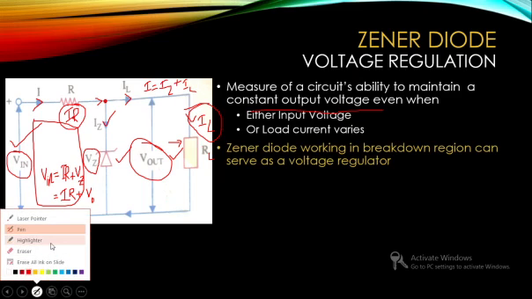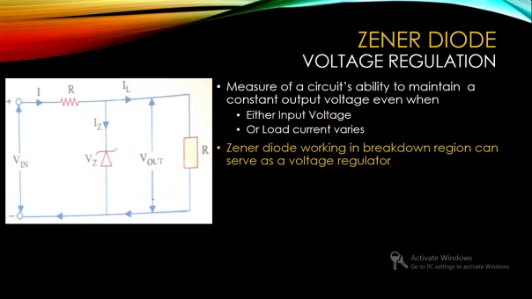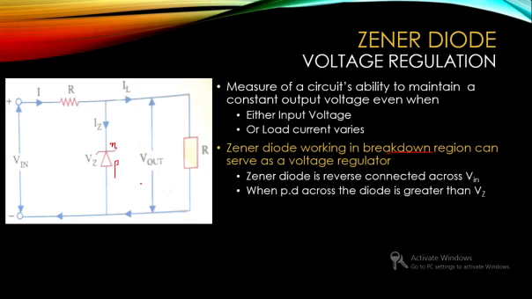So in the working of a Zener, the Zener working in the breakdown region is usually used as a voltage regulator. For that, a Zener diode will be connected in such a way that this is the cathode region, isn't it, the N region, and this is the P region. So it will be connected in the reverse mode to the supply. Reverse mode means positive will be connected to the N region and the negative terminal will be connected to the P region. Then it will be in a reverse connection or reverse bias mode.